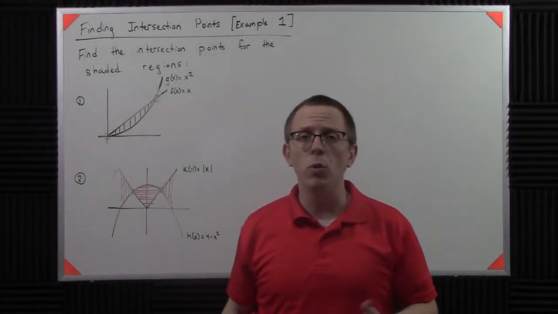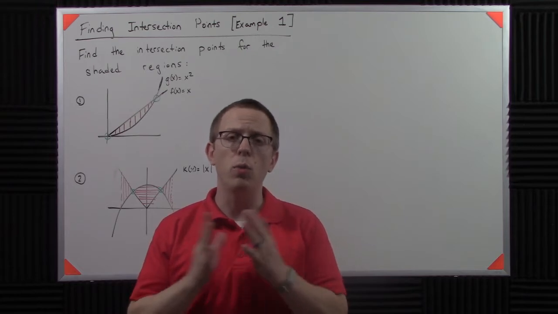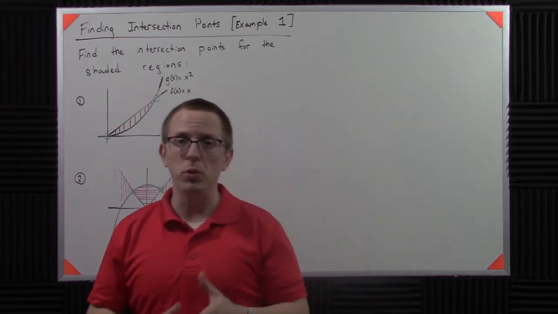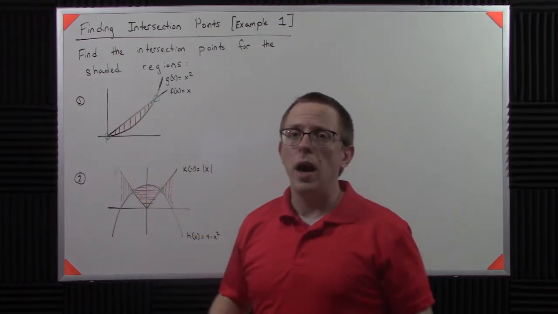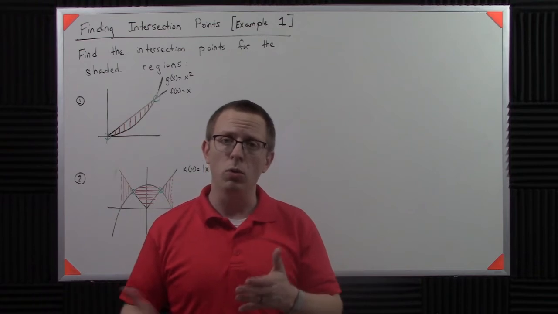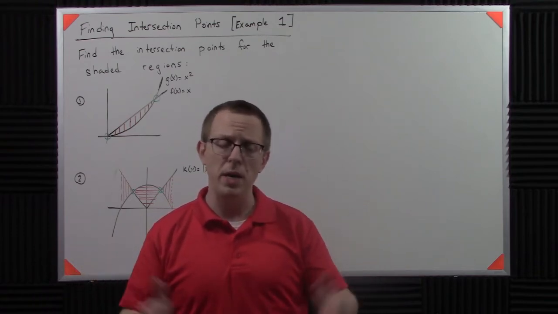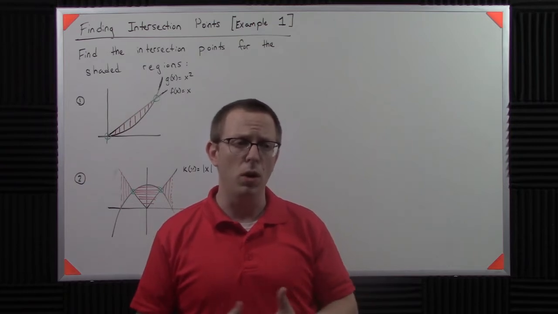Alright, in the last video we talked about the idea of area between curves. And the way to do that is to represent these regions as an upper function and a lower function. However, part of doing that involves the definite integral, and definite integrals have bounds, so there's an a and there's a b. So we need to find what those a's and b's are.